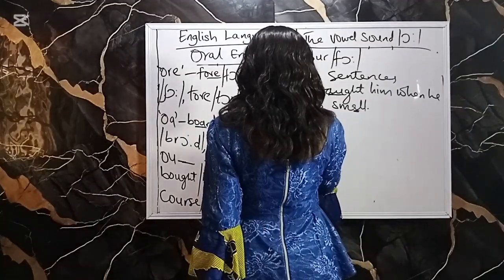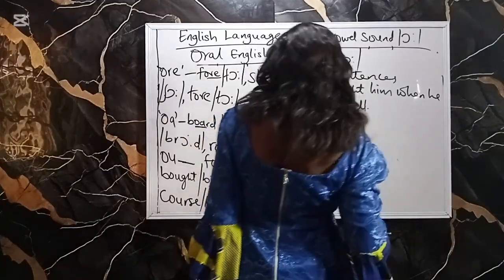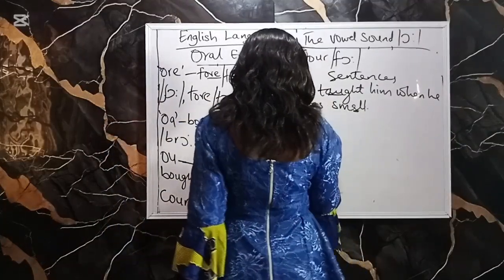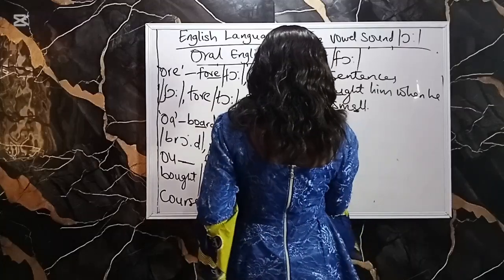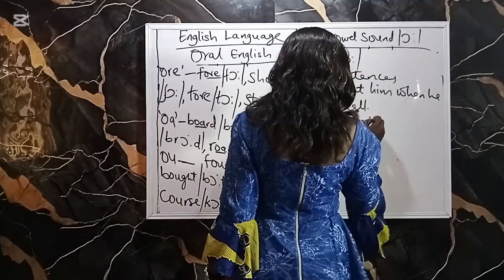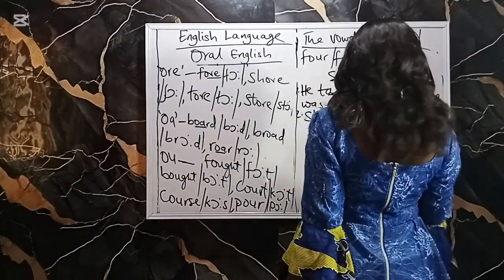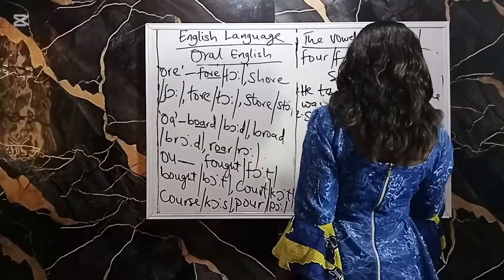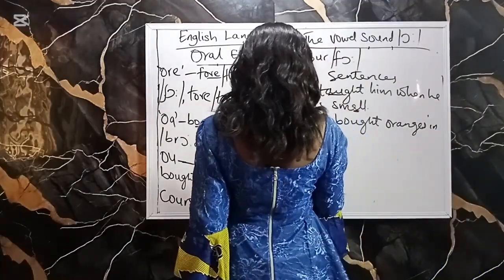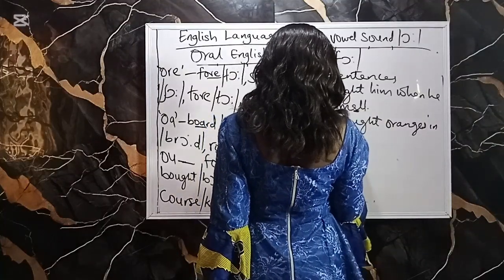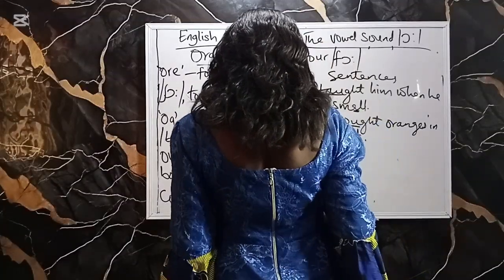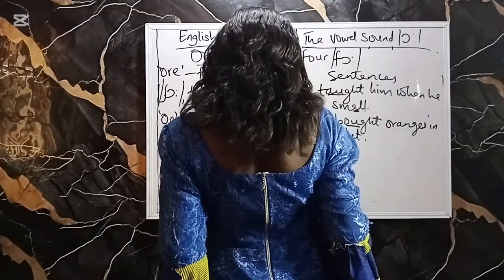Then let's see if we can get another one. Okay, let's use she this time around. She bought oranges in the markets. So this time we have only this one, but okay, let's see if we can see another one.